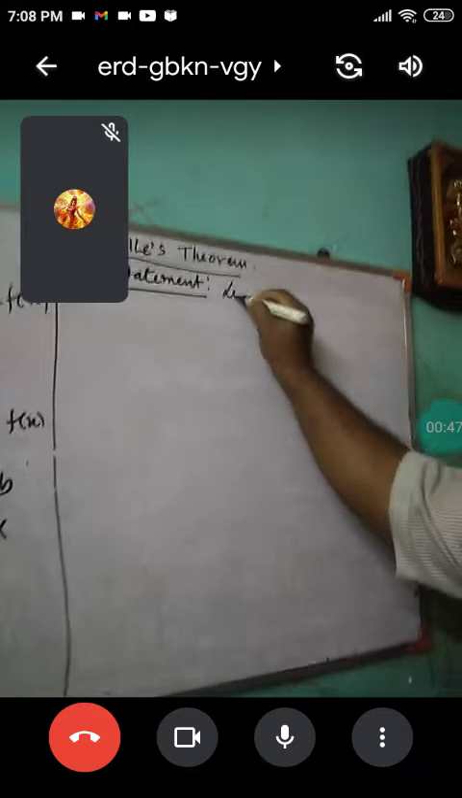Now, let's start with the statement of Rolle's theorem. Let f(x) be a real valued function defined on closed interval [a, b], such that there are three conditions of Rolle's theorem.